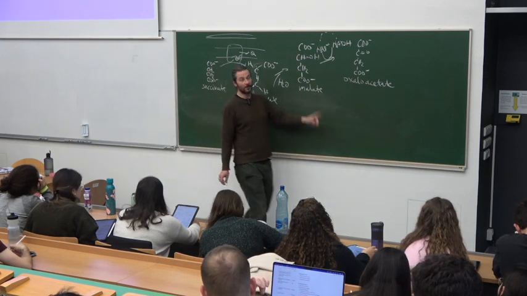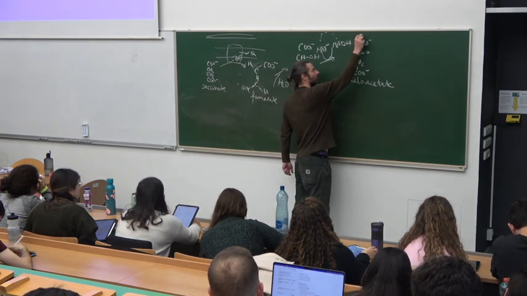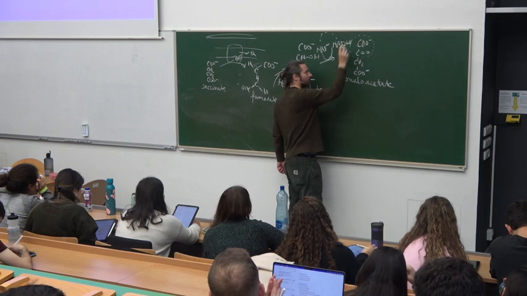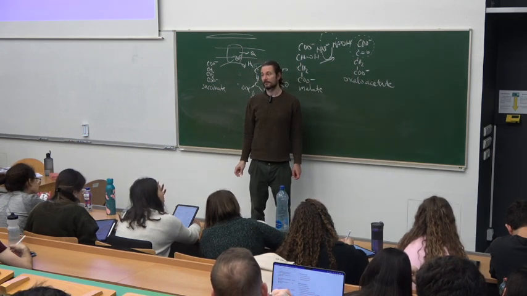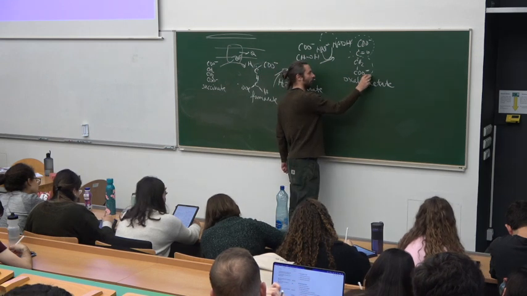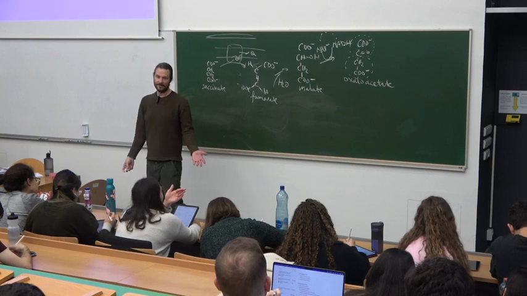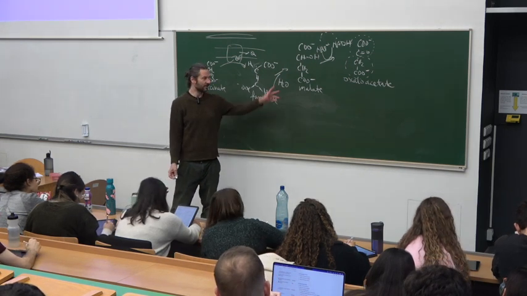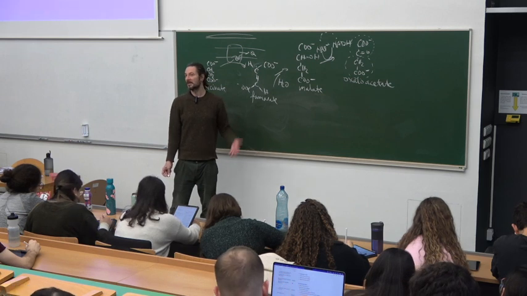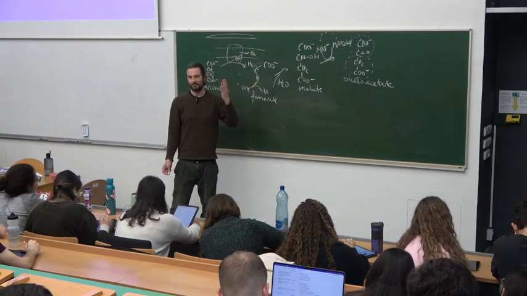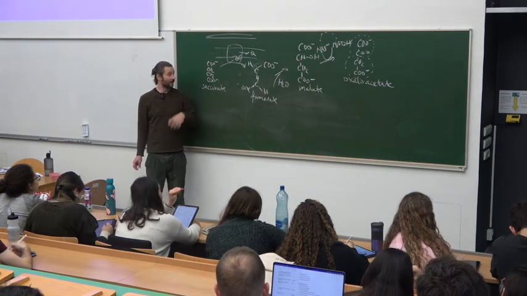Anyway, oxaloacetate has some logic to it. If you take this part of the molecule, this looks like oxalic acid, and obviously this one looks like acetic acid, hence the name oxaloacetate. We'll see a similar way of naming in another intermediate. Maybe this will help you remember, maybe not, I don't know. So the next step is oxaloacetate.